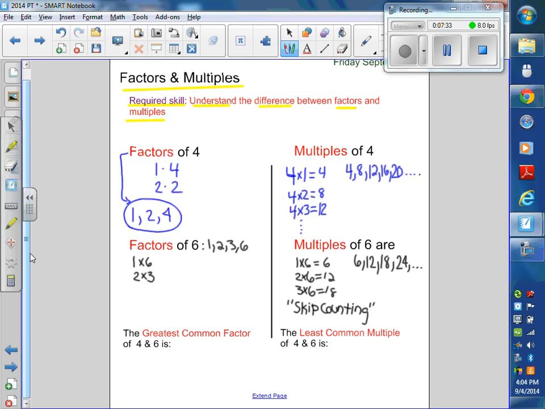Tomorrow we're going to look at what the greatest common factor of 2 numbers is. We're also going to look at what the least common multiple of 2 numbers is. So when you come in tomorrow, we're going to use the understanding of factors and multiples to figure out these 2 terms. But for right now, I want you to take a look at this next page and just answer a question.